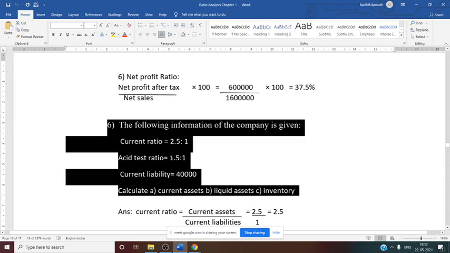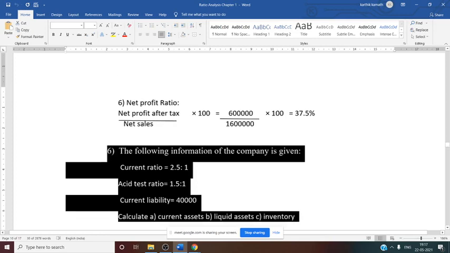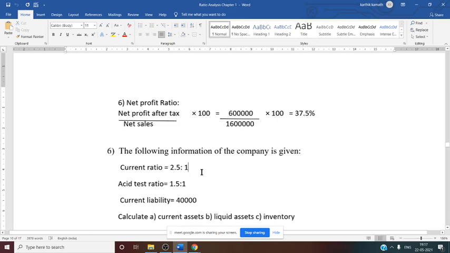Current ratio 2.5:1. Acid test ratio 1.5:1. Then current liability 40,000. You are required to calculate three things: one is current asset, then liquid asset, then inventory. Inventory is nothing but closing stock. Now the current ratio formula we know: current asset divided by current liability.